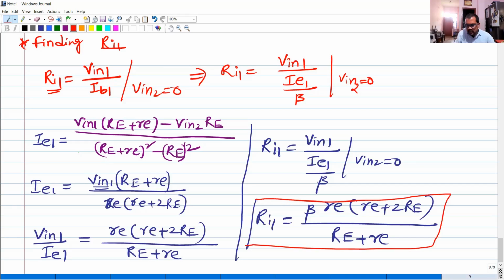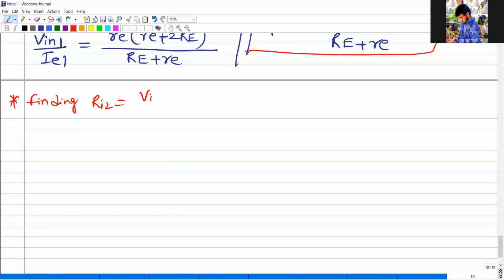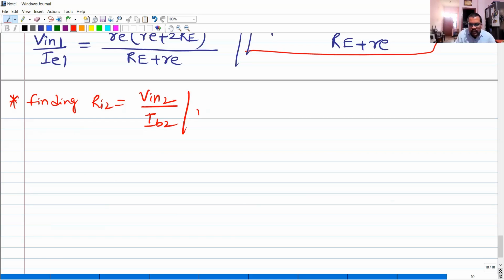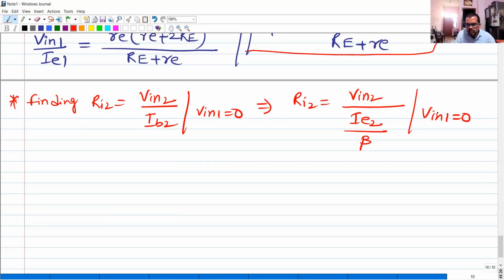Similarly, tell me about RI2. What is RI2? RI2 is equal to Vin2 by IB2, where Vin1 is equal to 0. RI2 is equal to Vin2 by IB2, replaced by IE2 by beta, where Vin1 is equal to 0. Now tell me what is IE2?